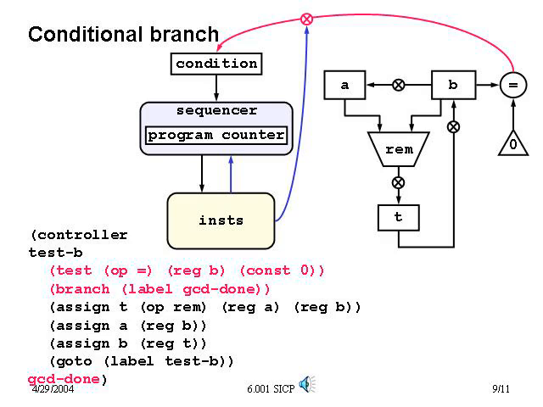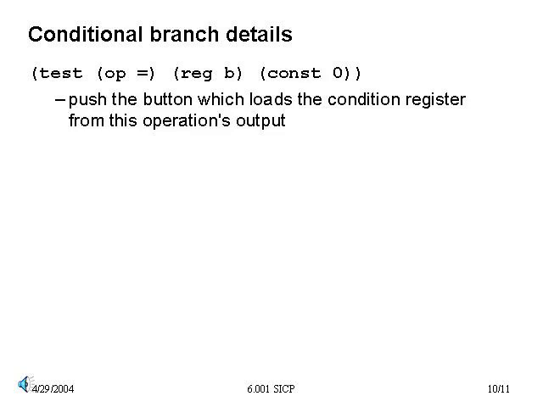So now we have a conditional branch in which we test the value of something, and based on what that value is, either continue on with the sequence of instructions immediately after the next one, or jump to a particular point. Here then are the details again of a conditional branch. We have an instruction in our sequencer of the form test. This basically says push the button which loads the condition register from this operation's output. Notice again that this description also describes what wires need to be connected. The operation equal must have a wire from register B and a wire from the constant 0 into it. And test causes the output of that operation equal to set a bit into the condition register.